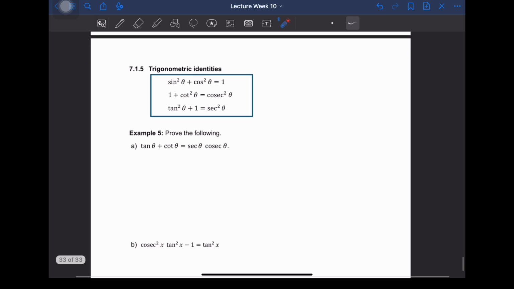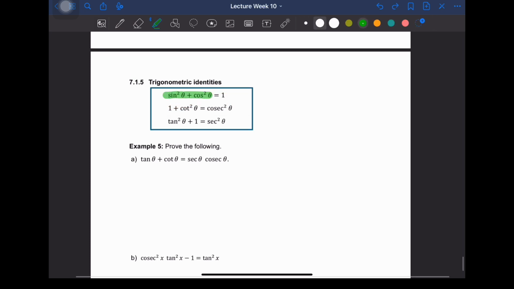Okay, so trigonometric identities adalah satu formula lah. So satu formula yang berasal, sebenarnya formula-formula ini berasal daripada Pythagoras theorem. Okay, so this one adalah the basic formula that we have. Right, the upper part over here, the first equation, sin square theta plus cos square theta is equal to 1. Okay, so theta over here, you boleh tukar apa-apa sahaja.